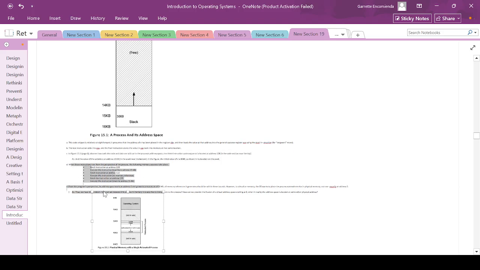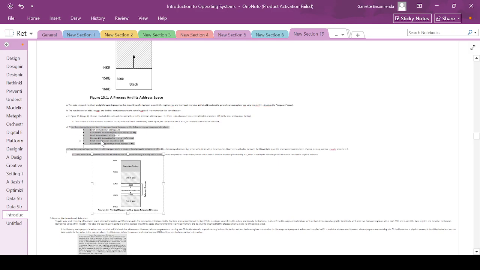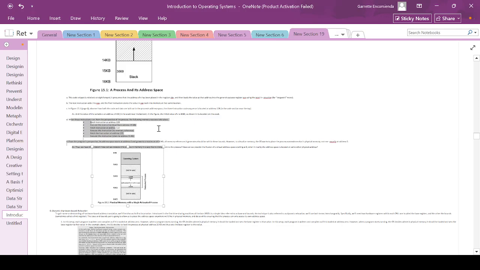So as shown in this location on the stack, the initial value is 3000. When these instructions run, from the perspective of the process, the following memory accesses take place. Again, it's worth emphasizing that this is from the memory's perspective, okay? We're talking about one perspective.